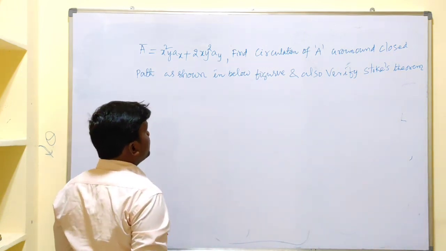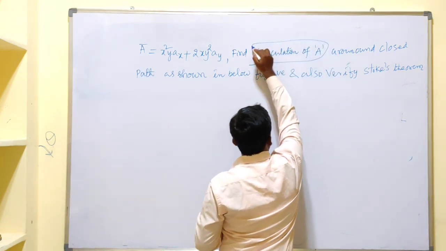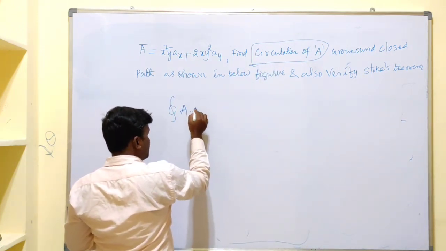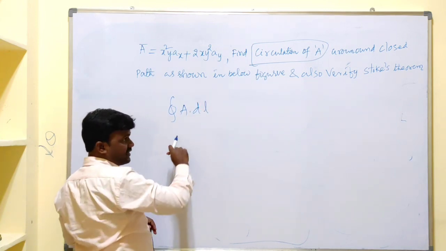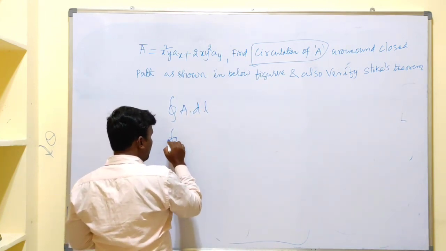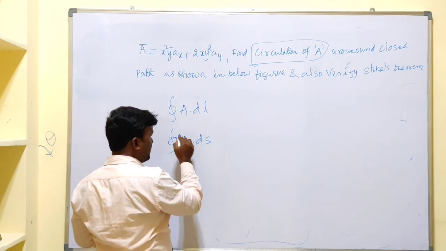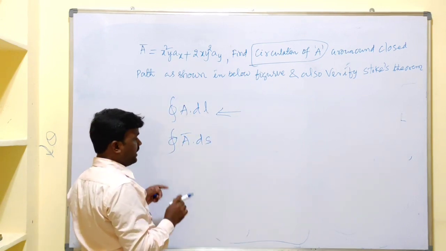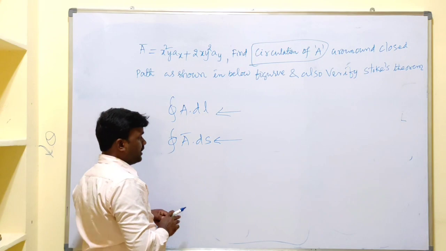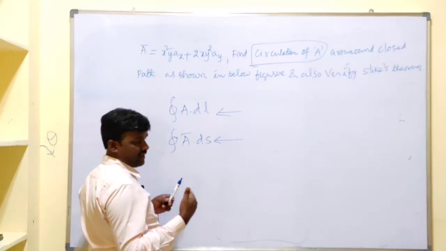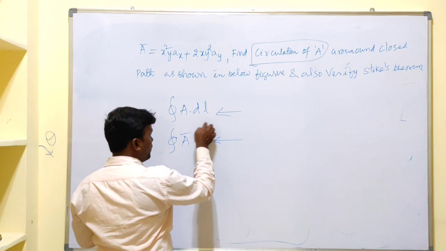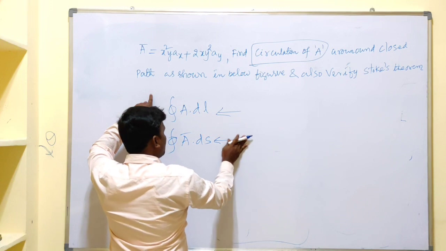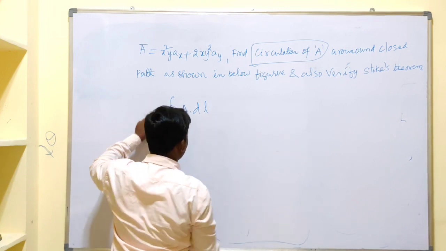Okay, what are they asking? Circulation of A. We consider it like this: the closed line integral of A dot dl defines the circulation of A around the closed path, and the closed surface integral of A dot ds indicates the net outward flux, or net outward flow of the charge. Here they are asking about the circulation of A, which means you need to find the integral of A dot dl.